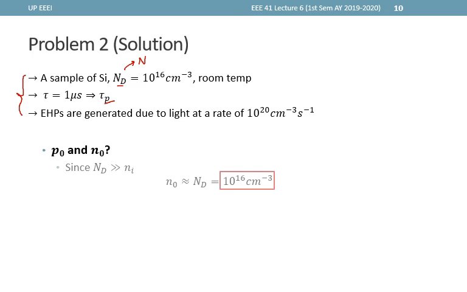To solve this problem, we note that Nd is much greater than Ni, since Ni is 10 to the 10 for silicon at room temperature. And so we can proceed and say that N naught is simply approximately equal to Nd, which is 10 to the 16. We can now solve for P naught using the law of mass action, Ni squared over Nd. So 10 to the 20 over 10 to the 16 will give us 10 to the 4.